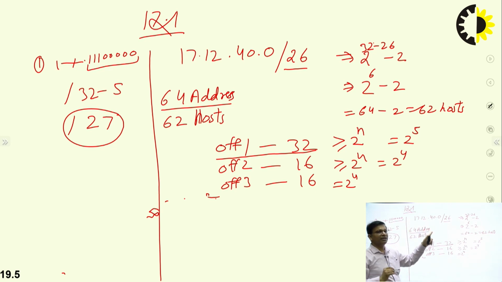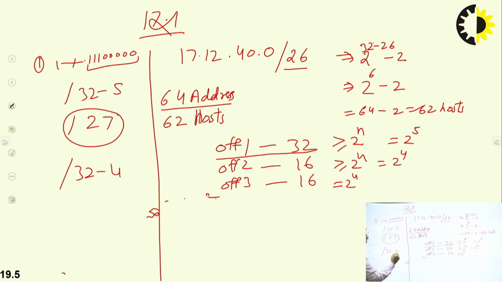Slash 26 is given by the organization that provides the internet to you. But if we need only 32 addresses in our office 1, then we should keep the subnet mask as slash 27. In the same way, if another office has 16 addresses, then it is slash 32 minus 4, so slash 28.